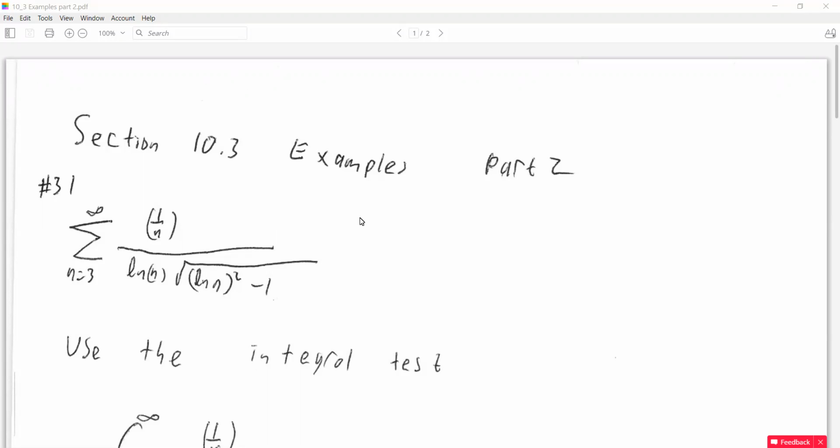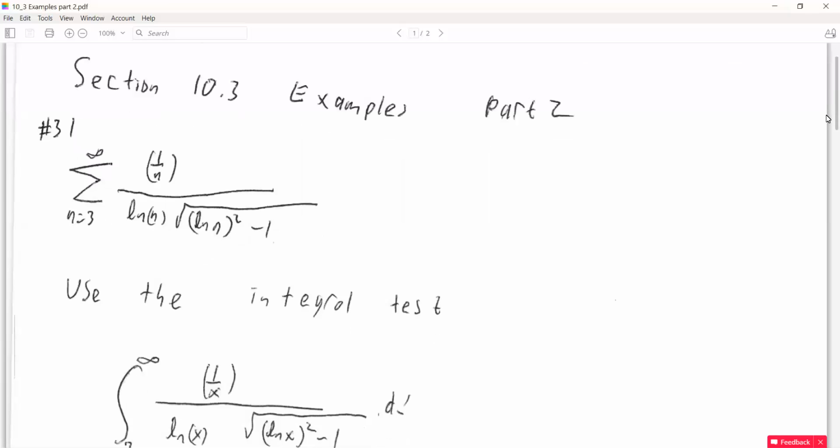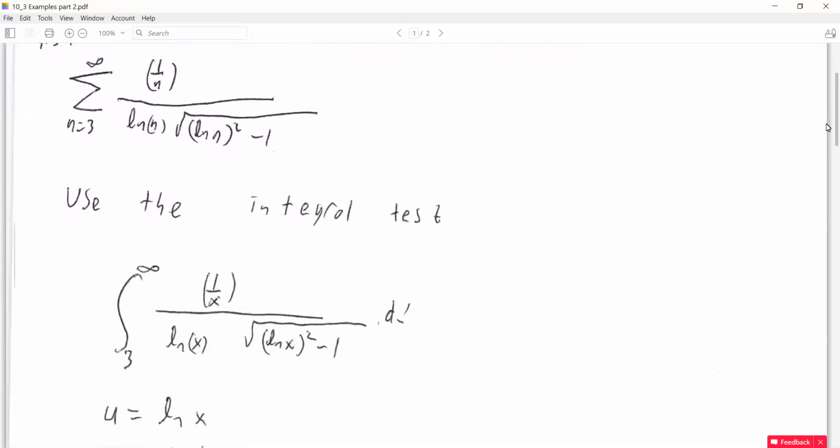When I see the logarithm in there as well as the 1 over n, I start thinking integral test, where we would take u to be log of x because the derivative of the log is 1 over x. So let's go ahead and start that. We rewrite it as an integral, and again, our theorem says that if this integral converges, then so does the series.